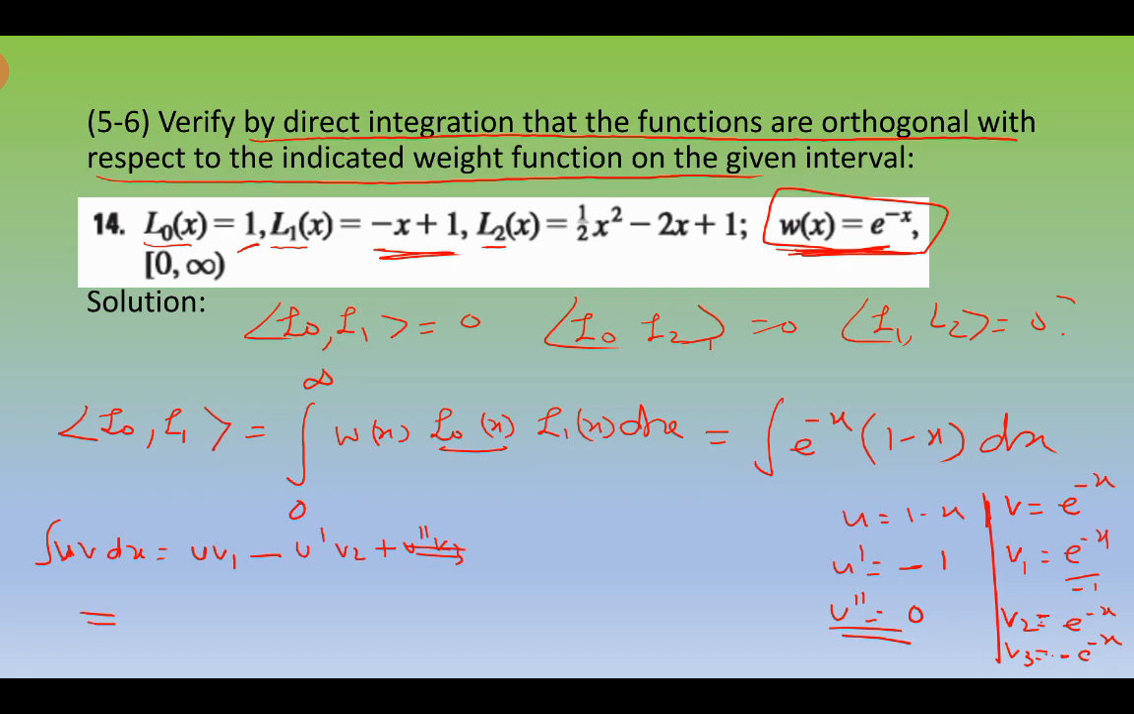U is 1 minus x, but v1 is negative e power minus x. This is u v1, minus u prime, which is minus 1, and v2 is positive e power minus x. Substitute from 0 to infinity.